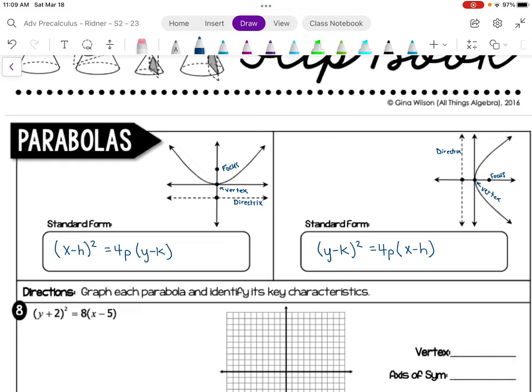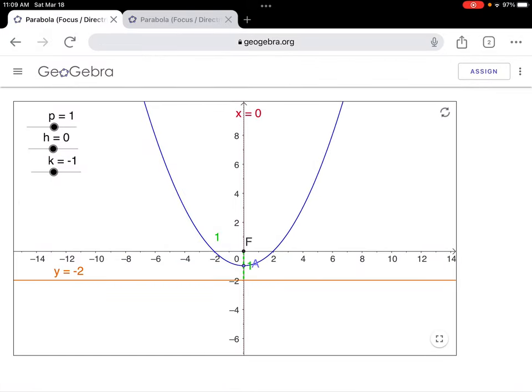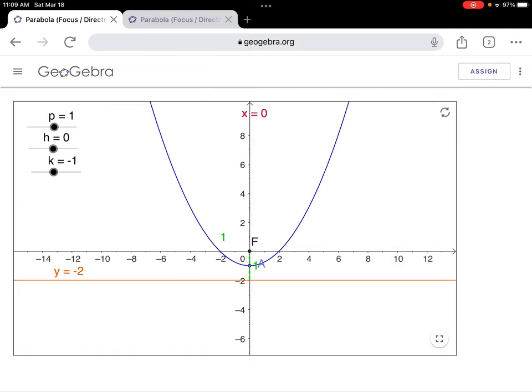But for a focus, it is a point. Notice it's just a point. Whereas the directrix is an actual line. Neither of them touch the parabola, and here's why. So if I look here at this fancy GeoGebra thing here, I have a normal parabola that we're used to.